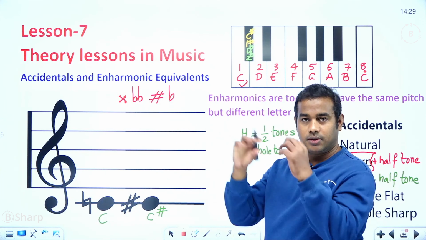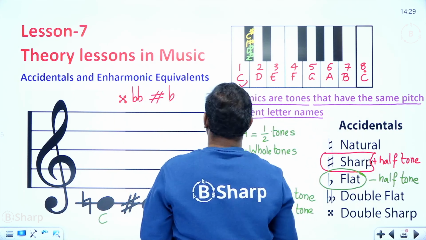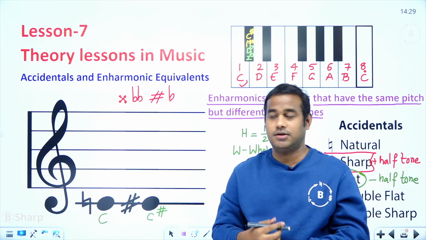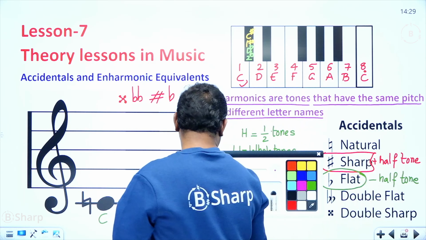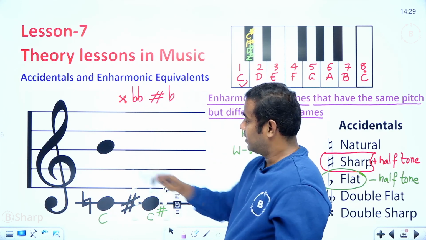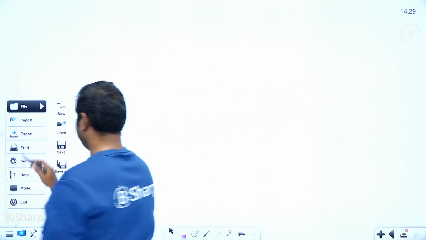Then the topic about enharmonics. What do you mean by enharmonics? Enharmonics are the tones that have the same pitch but with different letter names. So what are these different letter names? What are the same pitches? Here I will do one thing: I'm going to take the same thing here, for example this sign. Or else one thing I can do is go to a new slide here and then insert some.